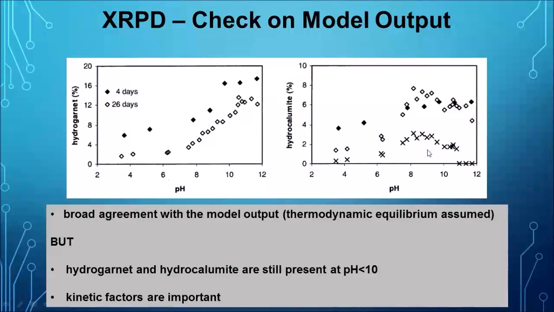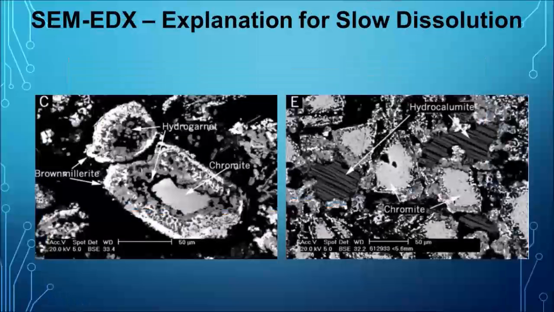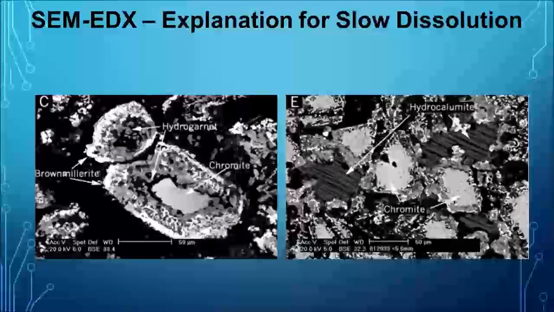So what we're seeing here is that there's broad agreement between the model output and what we're observing happening in our batch experiments. But there may also be some kinetic factors at play here, which are, if you like, protecting some of the minerals like hydrogarnet and hydrocalamite. We went back to the scanning electron microscopy to explore why this might be happening, at least in part why this might be happening. And so I'll show you some more of the thin sections here.